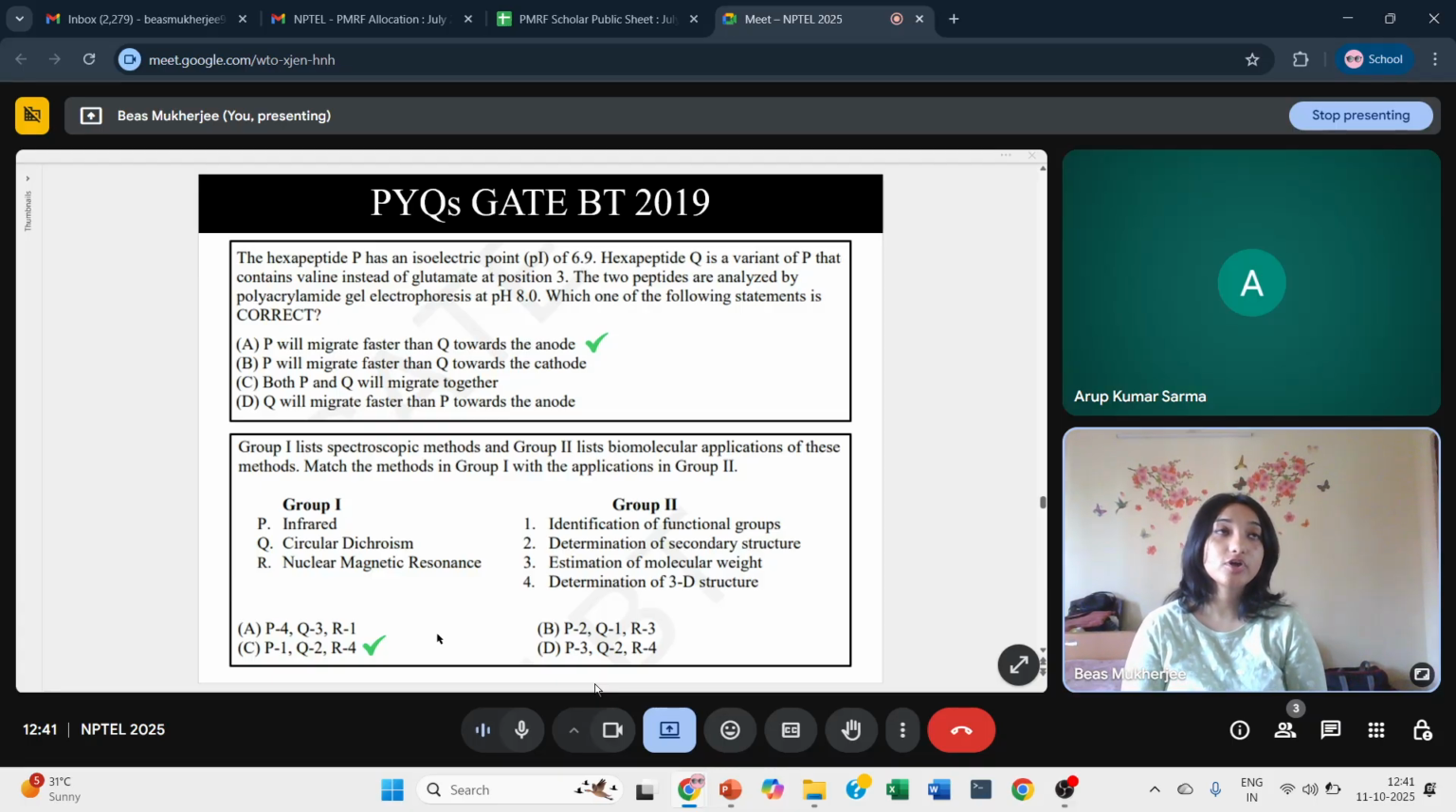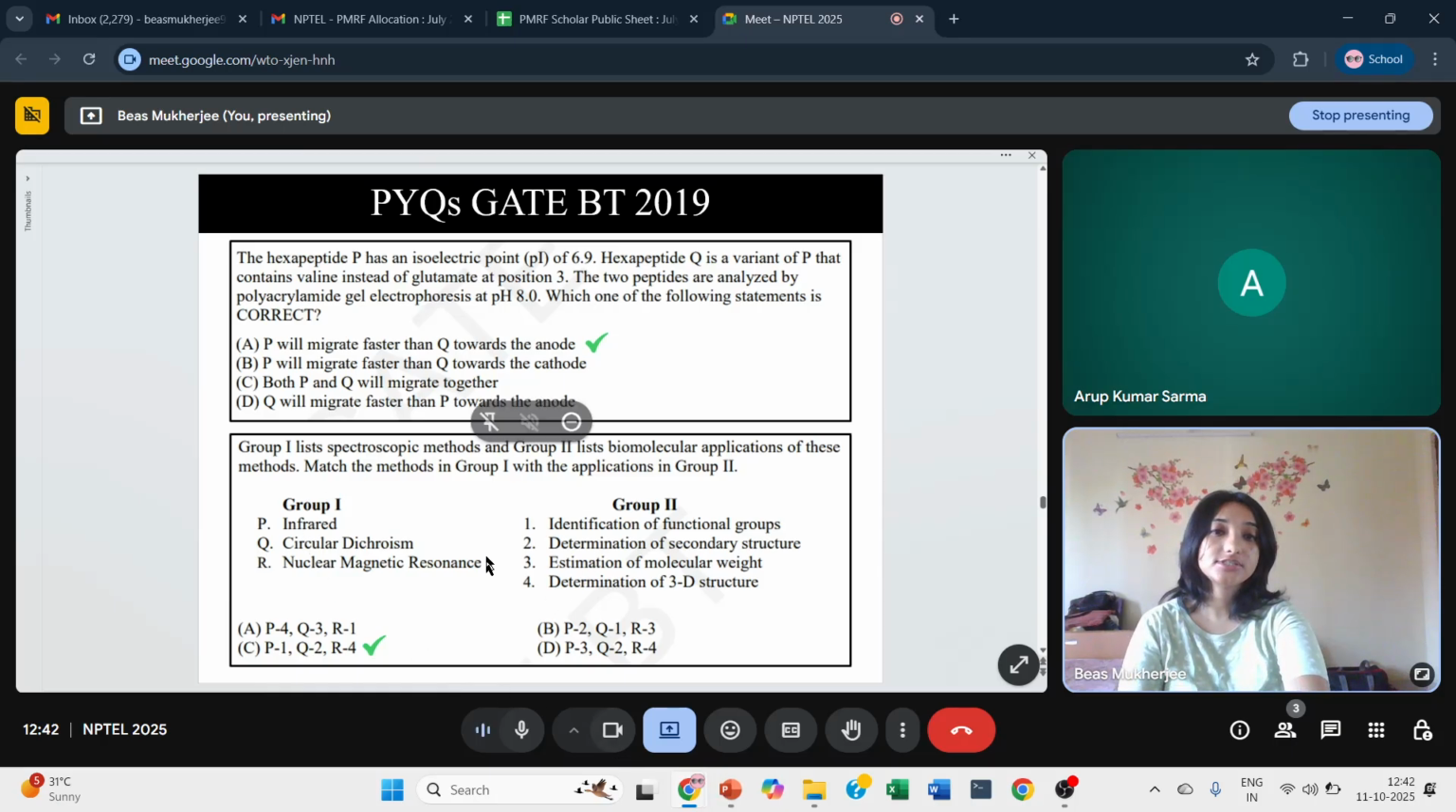Why is that so? Because the COOH group will lose the H plus ion, it will become COO minus, right? So it will have that extra negative charge, because of which it will move faster towards the anode. Why anode? Because anode is positively charged and this is negatively charged, right? So it's an anion and it is moving towards the anode.